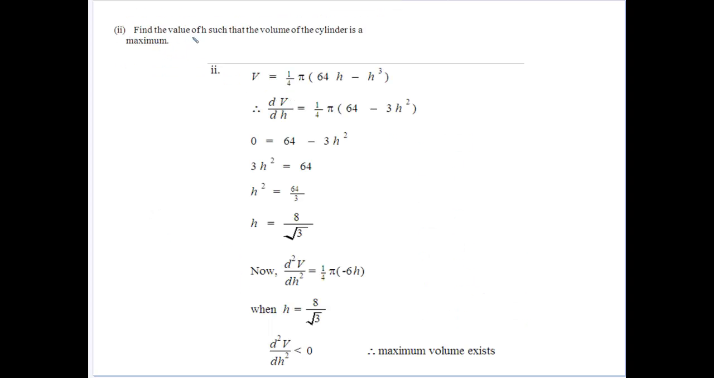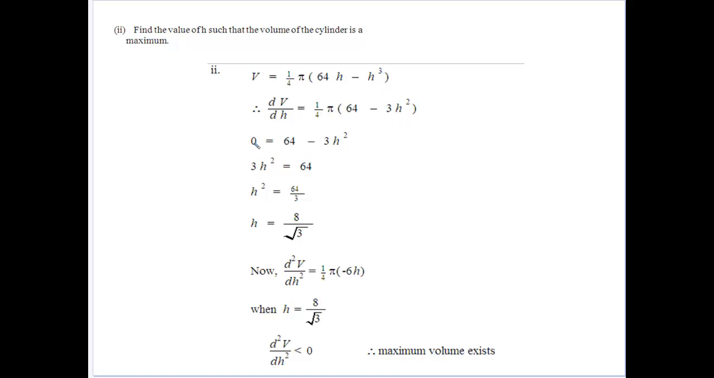Then we want to find the value of h so the volume of the cylinder is a maximum. Well, that's the whole crux of the problem, but we needed that volume in terms of h to start off with. Now notice I've just multiplied through by the h, because the quarter of pi is just a constant, so I keep my constant out the front. And instead of doing the product rule, I've just multiplied through by h to give us a function where I can just differentiate what's inside the bracket. So 64h becomes 64, and h cubed becomes 3h squared.